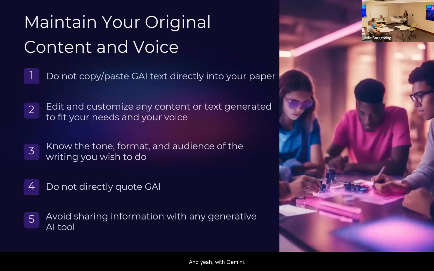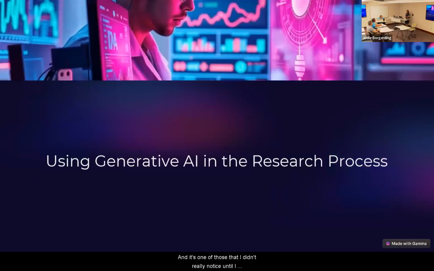And yeah, with Gemini, it's one of those that I didn't really notice until I looked a little bit closer. You type in your Google search, it spits out results, and then the Gemini AI response is at the top of the search results list. And yes, it does cite the sources, but it's a little link icon. So look for that link icon.